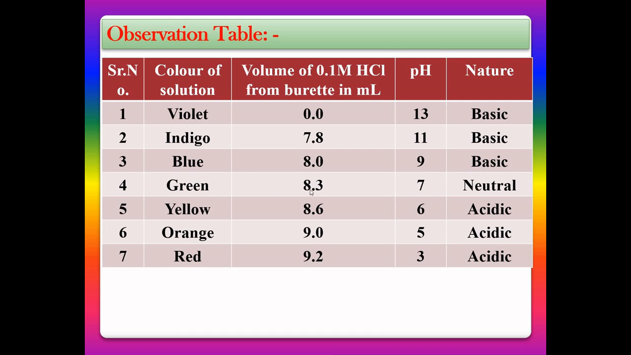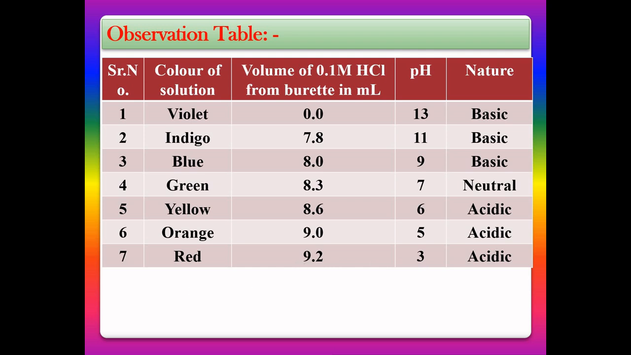So green is at pH 7, and the nature of the solution is neutral. Above pH 7, from 8 to 14, the solution is basic in nature, and below 7 it is acidic in nature.